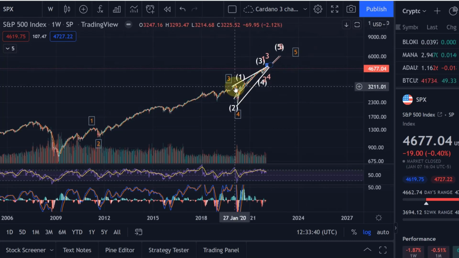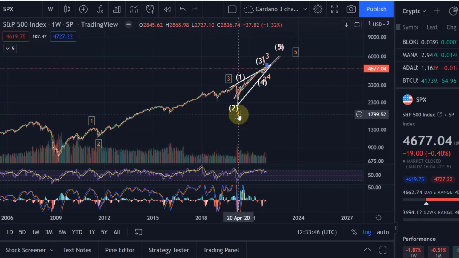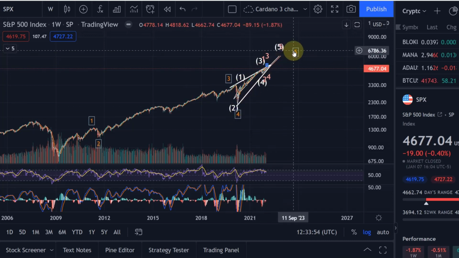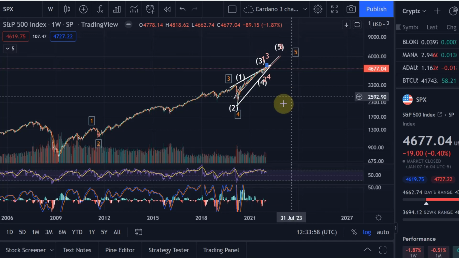This was here in 2020. We then came down in a significant wave 4. This was basically the start of the pandemic. We came down in a wave 4, and since then we are in a major wave 5. This wave 5 we haven't seen the peak yet, and I'm going to take you through a little bit more detail.